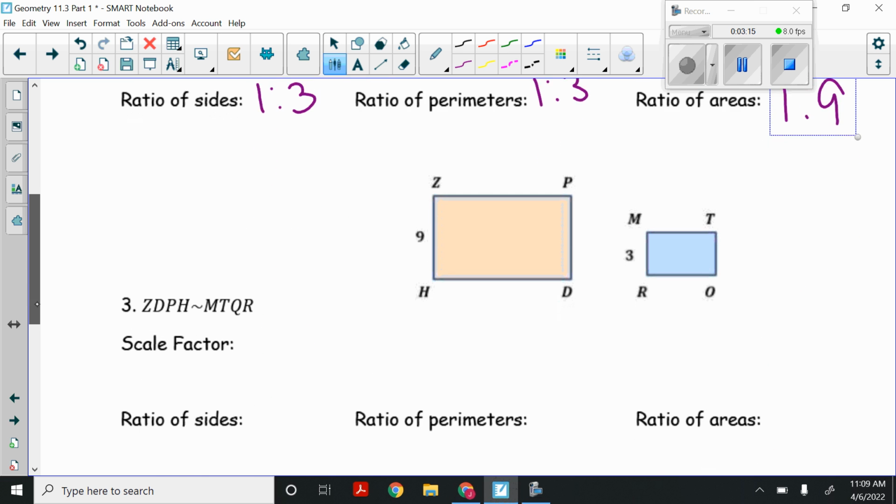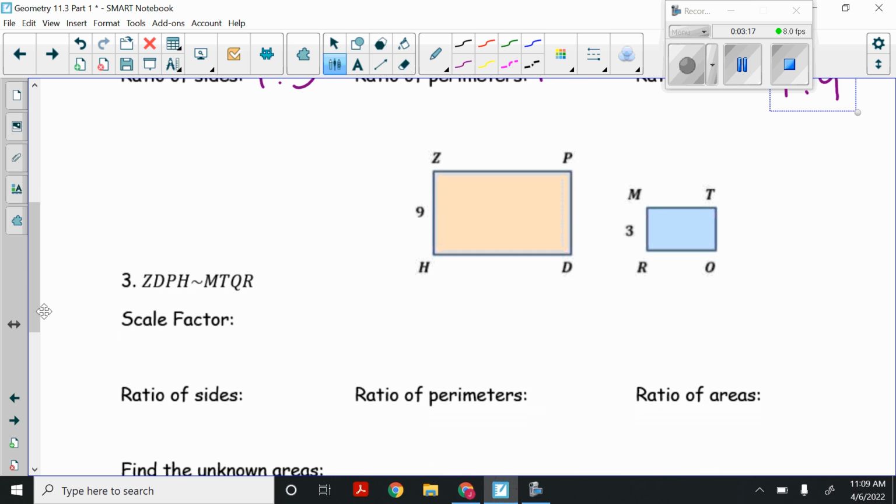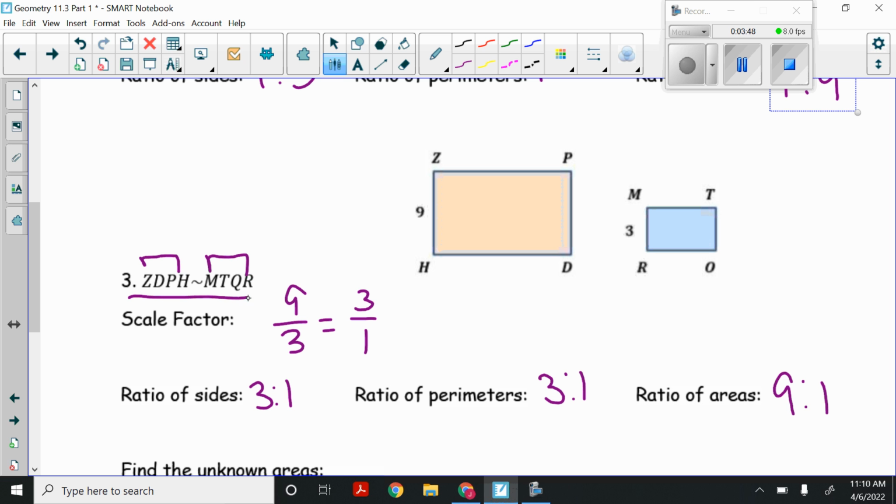So now let's look at rectangles. So ZDPH is similar to MTQR. So again, here I see I have ZH. So Z and H corresponds to M and R. So they gave me Z first, so 9 over 3. That's 3 over 1. Remember that if I'm writing a scale factor or a ratio, I cannot have just one number. So the ratio of the sides would become 3 to 1. The ratio of the perimeters would become 3 to 1. The ratio of the areas, 9 to 1. So pay attention to the order that they give you the similarity statement in. So this time they gave me the big one and then the little one. So I had my big number first.